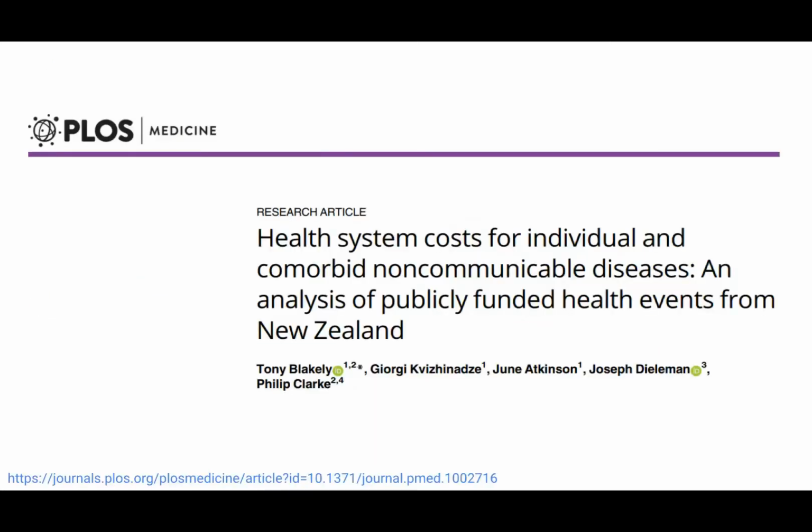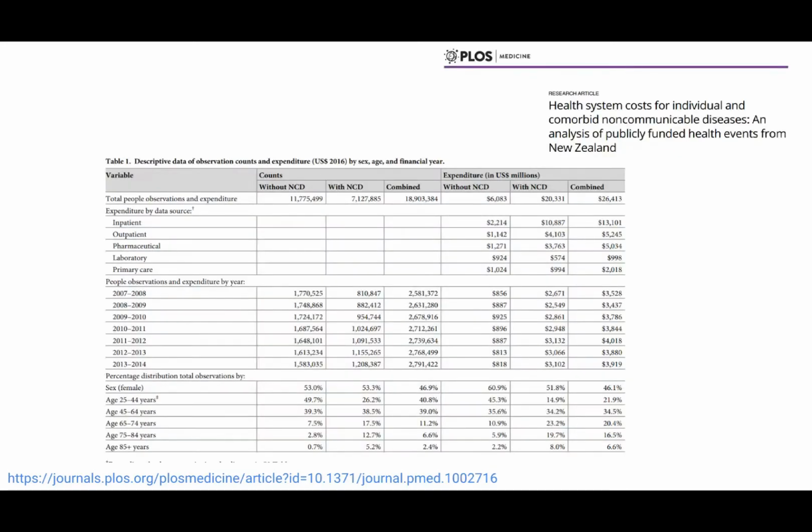Here's an example from the literature of an exploratory analysis. Here we're looking at health system costs for individuals with non-communicable diseases. And so this is an analysis of publicly funded health events in New Zealand, but they're not necessarily saying anything about what would happen if we looked in the United States or in the United Kingdom or in China. They're just talking about New Zealand.